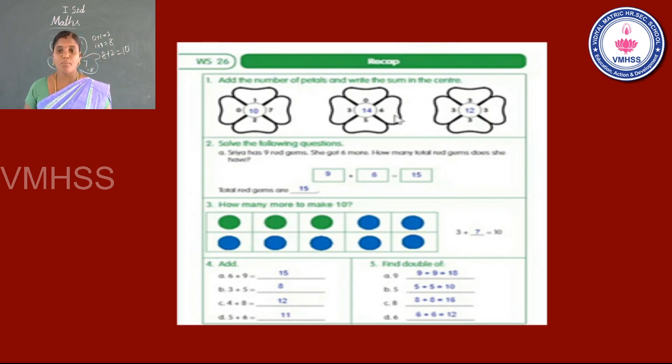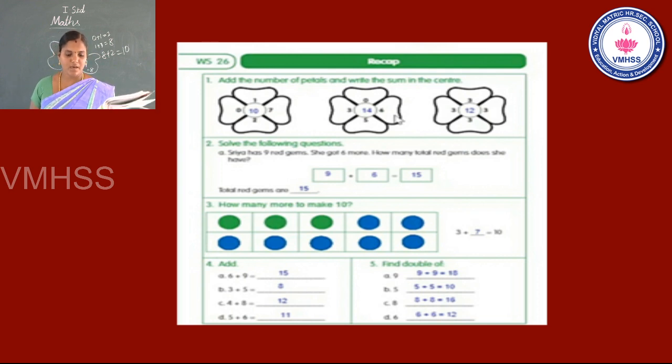Find double of. If the first number is given, you must repeat the same number. It's a double of the number. Okay, 9. Very good. 9 plus 9 is equal to 18.